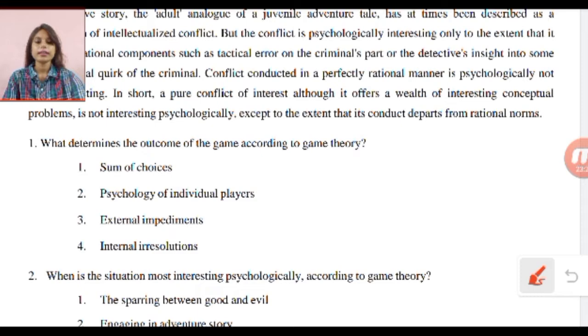Okay, but let us check the other options also, because we need to know the new vocabs that are out here. Number 2, you all can understand: psychology of individual players, like what they think and how they think. Let us move over to the third point, external impediments. Now, what are impediments? Impediments means some sort of obstacle or hindrance, some sort of hurdle. Number 4, they are talking about internal irresolution. So what do you understand by irresolution? Irresolution means some sort of uncertainty, something which is not certain, quite confusing, quite uncertain. That's it. So you have come to know about 2 new words over here, and the correct answer was sum of choices. All right, let's move over to the next question.